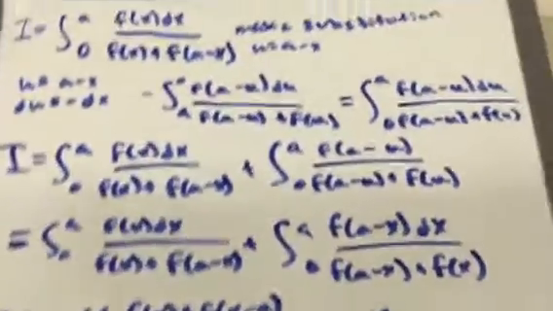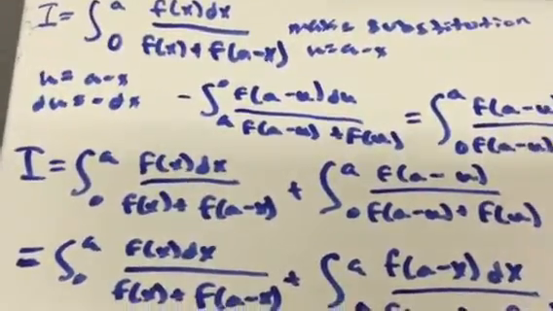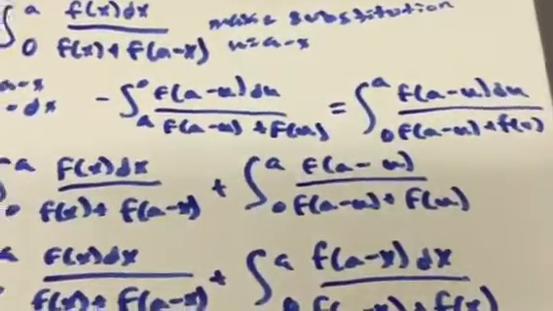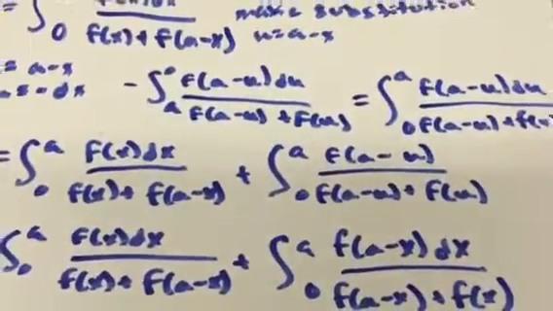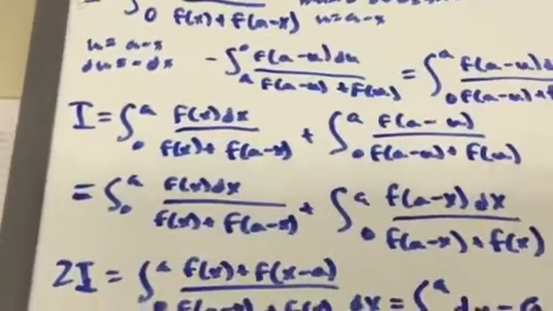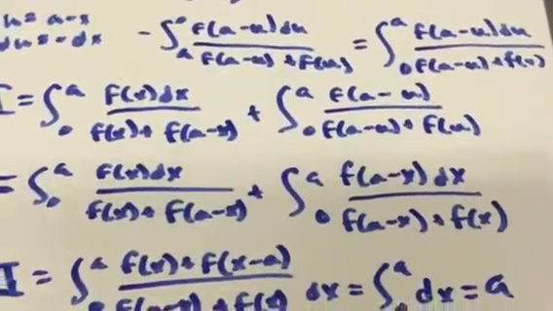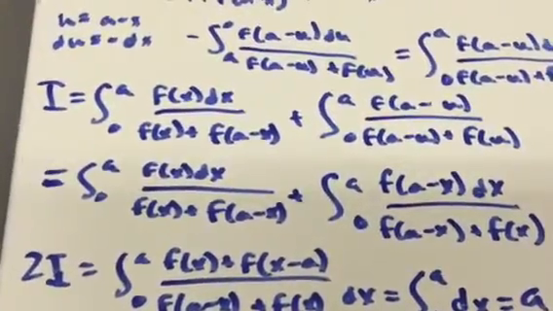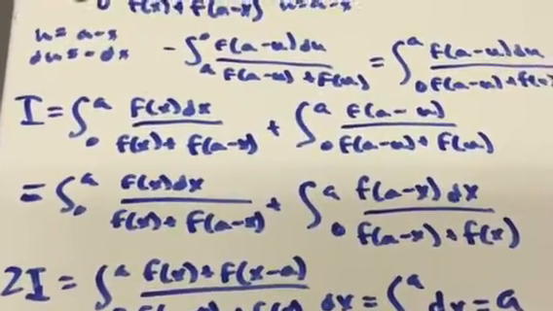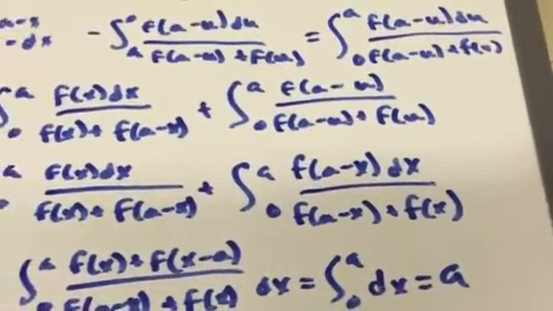Now we add it back to our original I, so we have I equals the integral from 0 to a of f of x dx over f of x plus f of a minus x, plus the integral from 0 to a of f of a minus u over f of a minus u plus f of u. And at this point, the variables don't matter when it comes to x and u, so we have the integral of 0 to a f of x dx over f of x plus f of a minus x plus the integral of 0 to a f of a minus x dx over f of a minus x plus f of x.